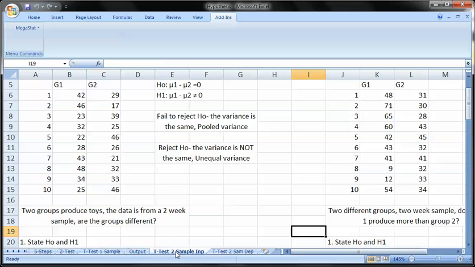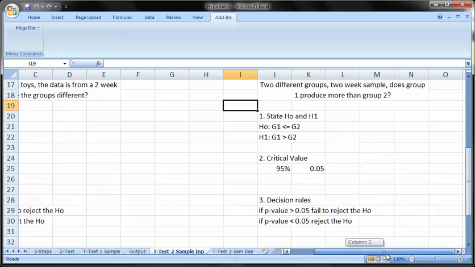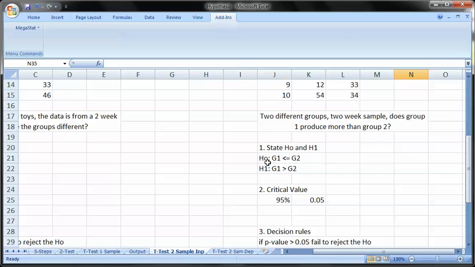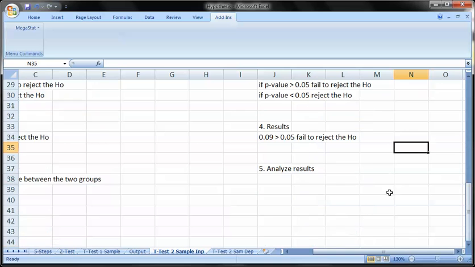Going back to our result, 0.09 is greater than 0.05. Therefore, we fail to reject the null. Now let's remind ourselves what the null was. It means that group 1 is less than or equal to group 2. So, analyzing the results: group 1 is the same or less than group 2 in production.